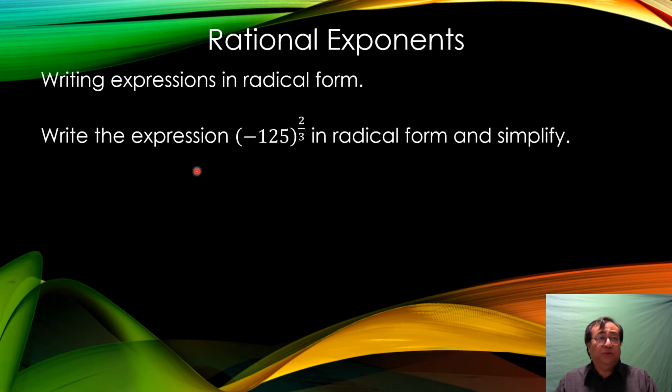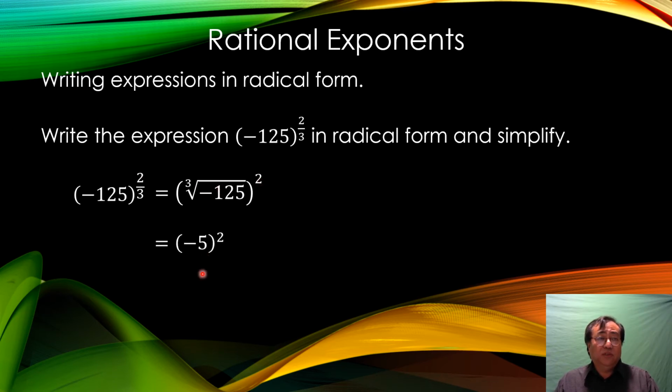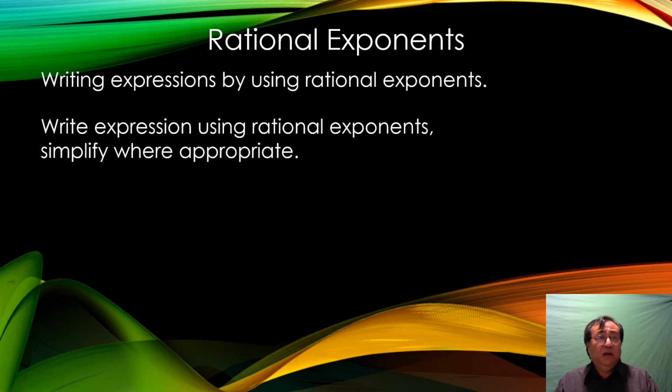So here's an example of this at work. We're going to rewrite the expression negative 125 to the 2/3 in radical form and then simplify. So this is the exponent, and now we're going to write it as a radical, right? The denominator here is 3, so it becomes cube root of that number, negative 125. And that 2 is the exponent up here. Cube root of negative 125 is negative 5, and then raise it to the second power. And that becomes 25.